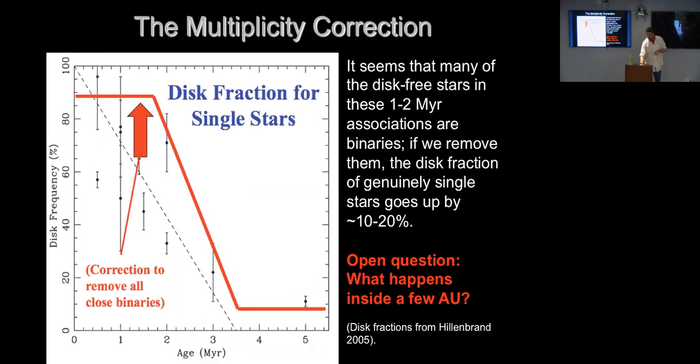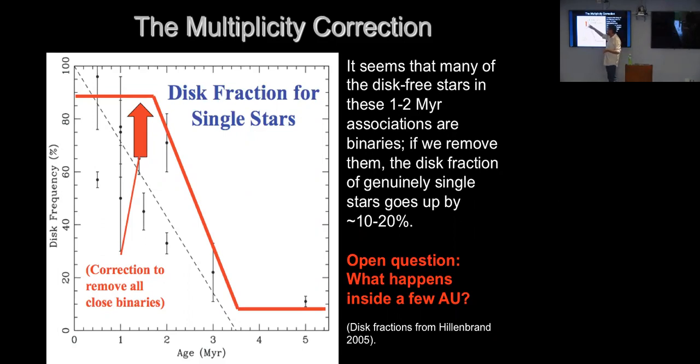Which actually has an interesting corollary that I like to point out, which is people like to make these plots for single stars or for all stars of disk frequency versus age in millions of years. And so the story has been that at early times the disk fraction's high, at late times the disk fraction's low. There's sort of a linear decline here. But for example, in Taurus-Auriga, where I made that figure, if you take out the binaries, where it looks like they've gotten rid of their disk early because they were binaries, and just look at what the disk fraction is for single stars, you actually revise it upward a lot.